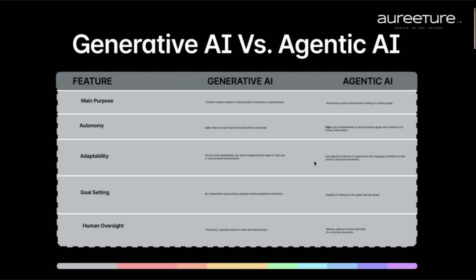So what does agentic AI do? Agentic AI is kind of like a free agent, okay? It can act independently. It has very specific goals in mind, whereas generative AI is kind of generic, right? It has autonomous action and decision making. Ideally it should be capable of setting its own goals, etc.